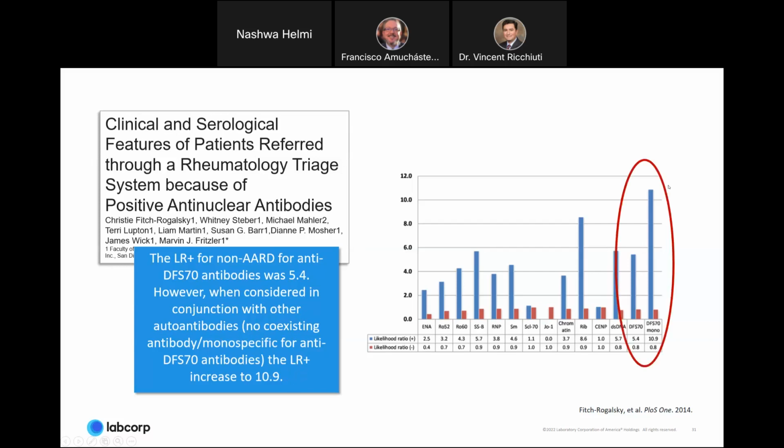So this means that if your patient has DFS70 antibodies alone, the likelihood of not being associated with a systemic autoimmune rheumatoid disease is high at 5.4. However, if it's associated with other patterns, then it will be even higher.